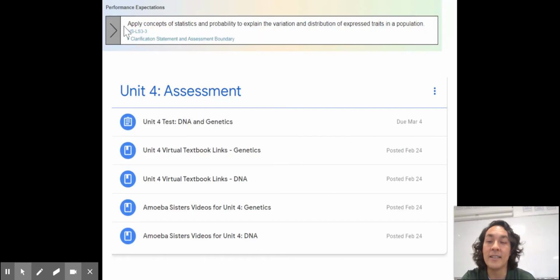Okay, and sorry, the standard is apply concepts of statistics and probability to explain the variation and distribution of expressed traits in a population. So different genes are going to give rise to different expressed traits, different alleles or forms of those genes, and then they can be acted upon by natural selection.